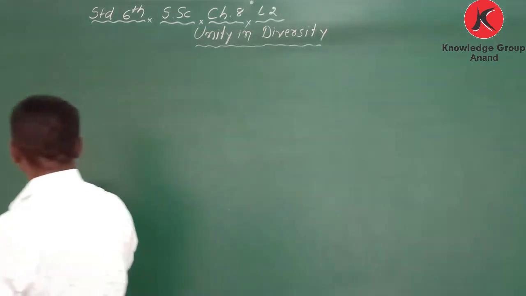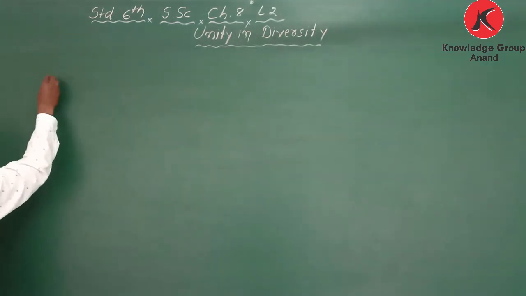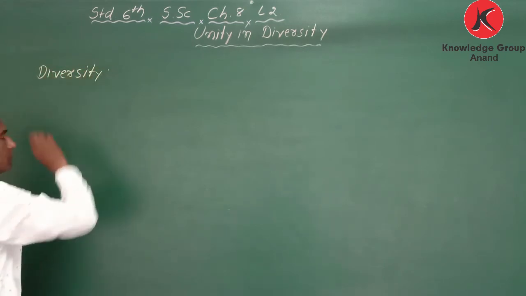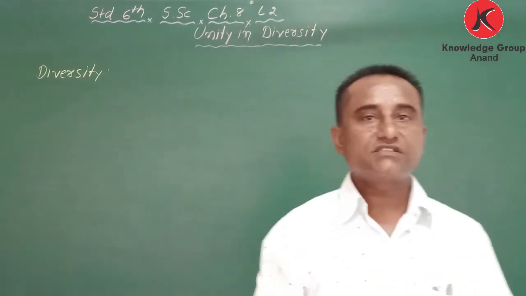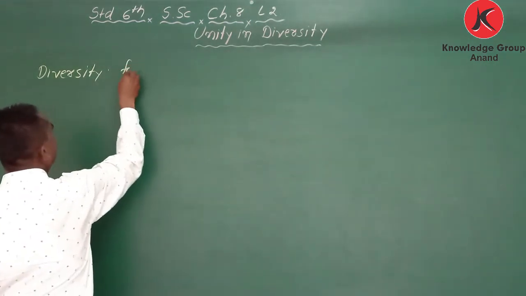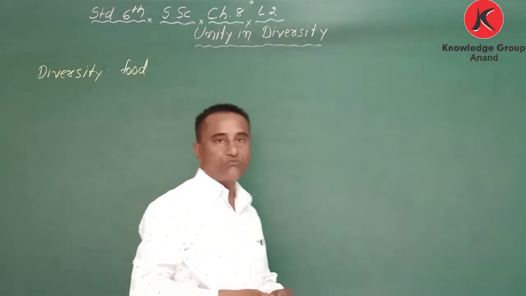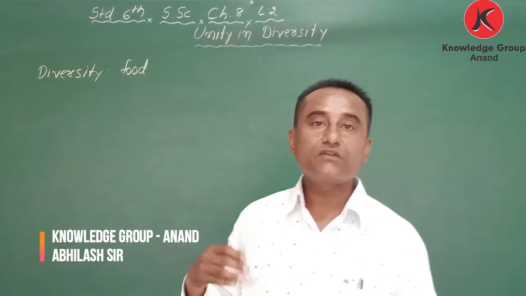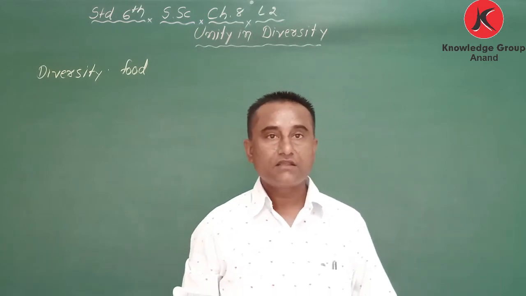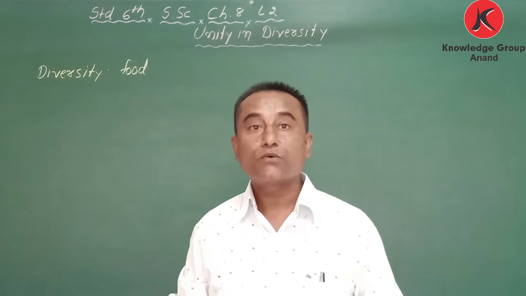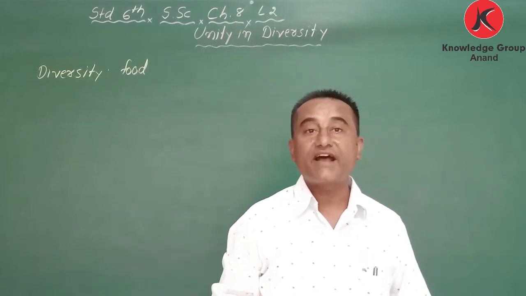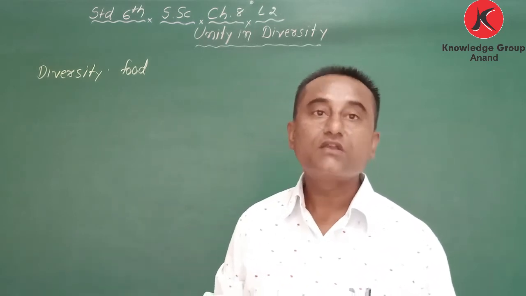So we have different diversities. We have different religions, different languages. I already explained. Now when we consider food, there is a change in food. When we go to South India, we will find things made of rice. Most of the things in South India are made from rice, so we can consider the main food is rice.